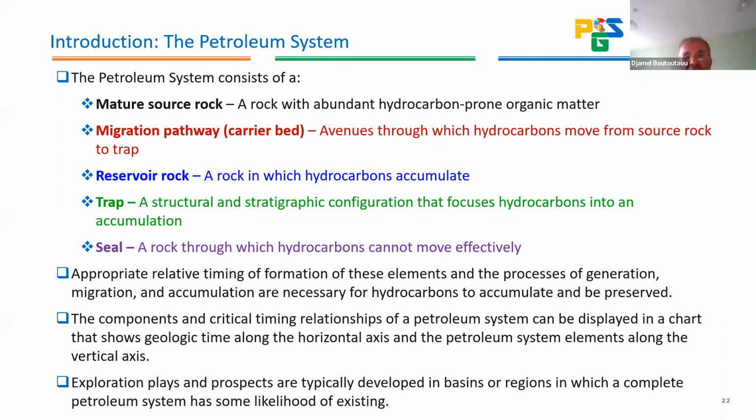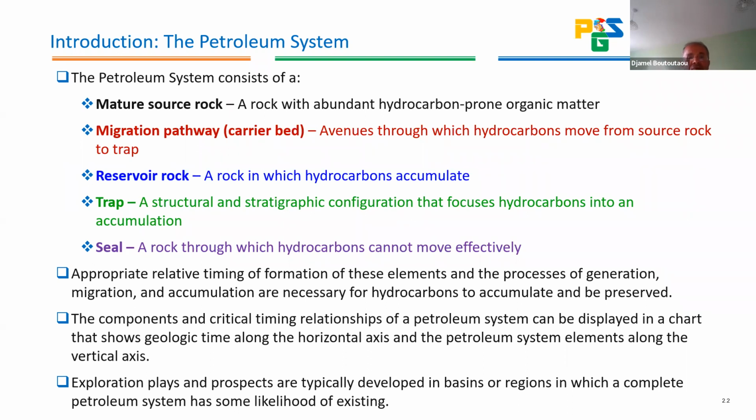So you need a migration pathway, a carrier bed, where the hydrocarbons can migrate when they move out of the source rock. A reservoir, where the hydrocarbons can be accumulated. A trap, which is a structural or stratigraphic configuration that focuses the hydrocarbons into that accumulation. And the seal, which covers the reservoir or the trap that preserves the hydrocarbons within the accumulation and doesn't let them migrate further or get lost.